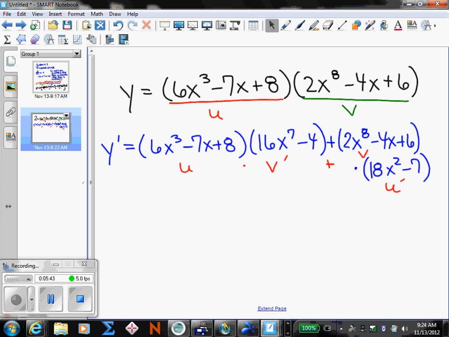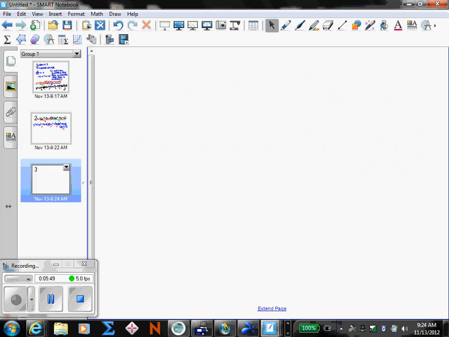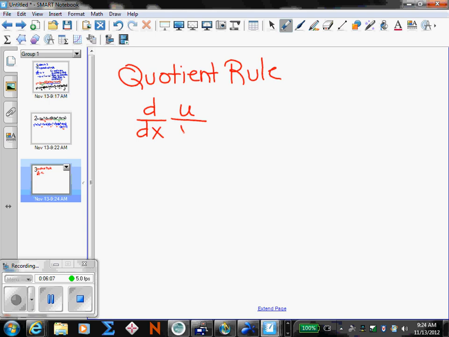and that is the quotient rule. So this rule will be applied if you have a quotient. So we will be taking the derivative of a u divided by a v. My rule is v times u prime minus u times v prime all over v squared. More complex formula, you need to memorize it.